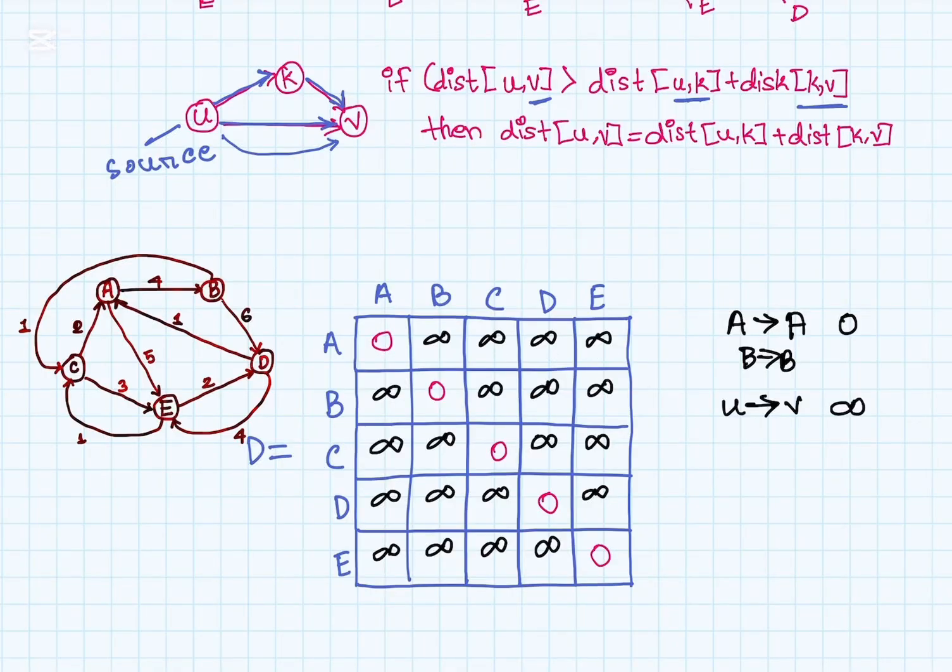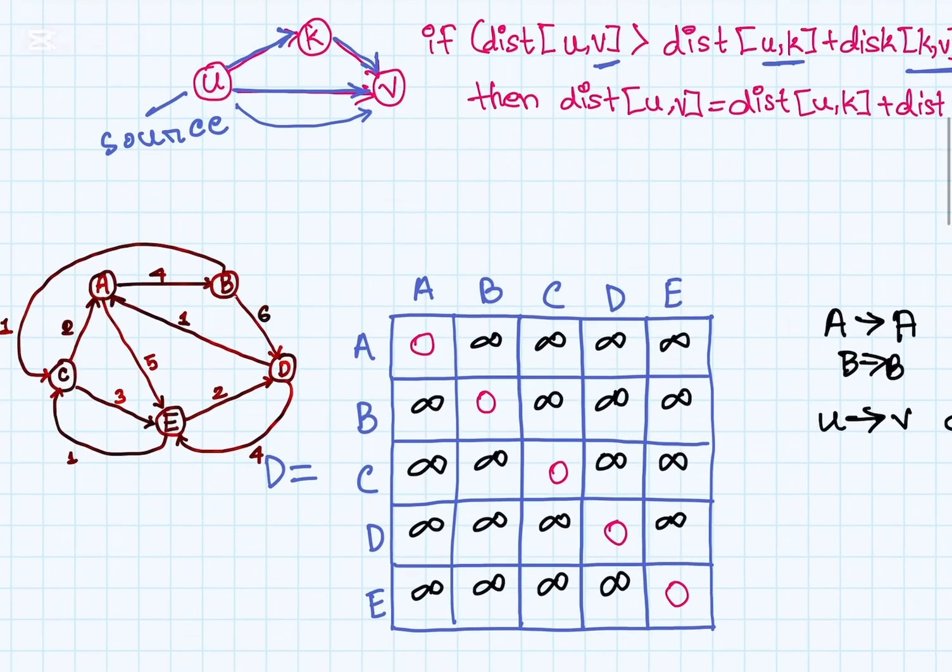Similarly, for row 2, B is the source vertex. So the distance of B to B would be 0, and the distance of B to any other vertices at first would be infinity. Similarly, we have written down the distance of all other vertices. This matrix D represents the direct distance of the vertices. So let's update the distances according to the graph.